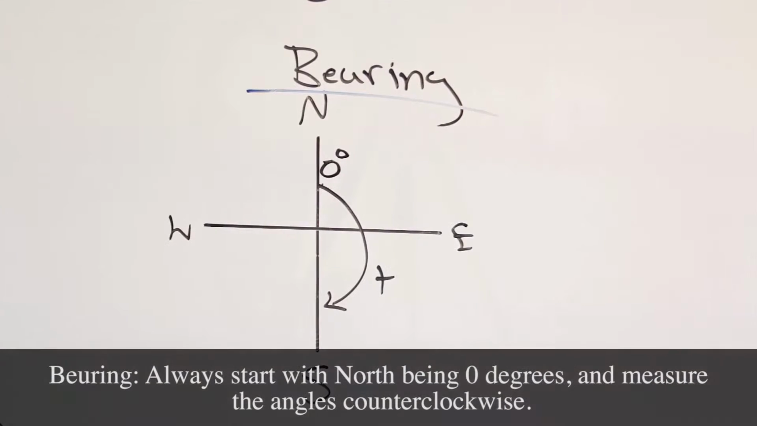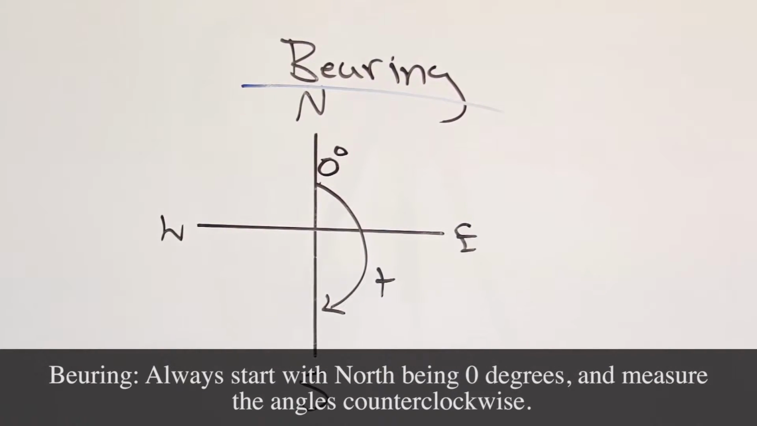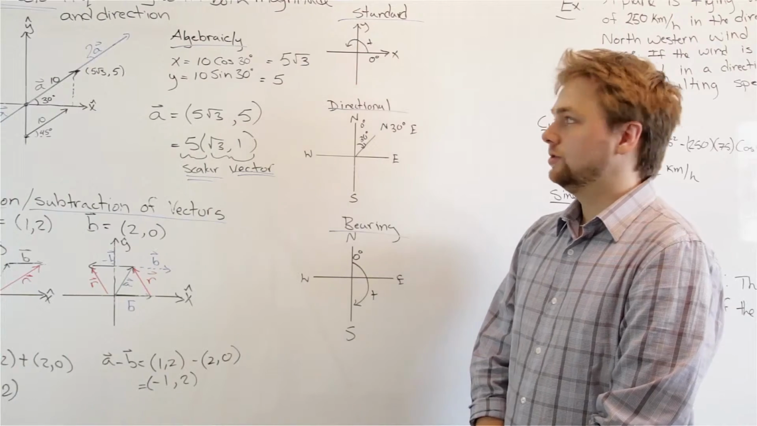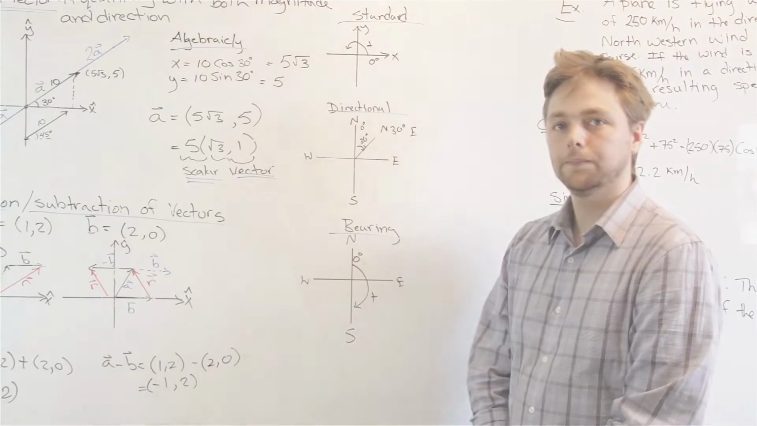The final way that we'll use to measure angles in this course will be a bearing system. We always start with north as being 0 degrees and we measure our angles counterclockwise. It will be good to get comfortable using all three of these systems as they will be used interchangeably throughout your homework.